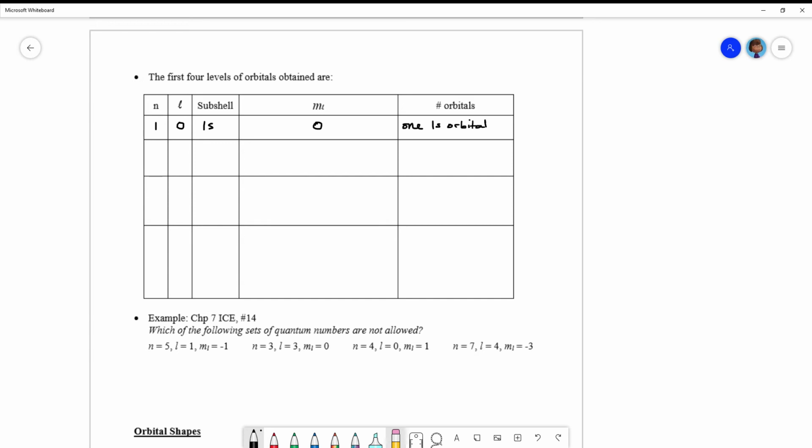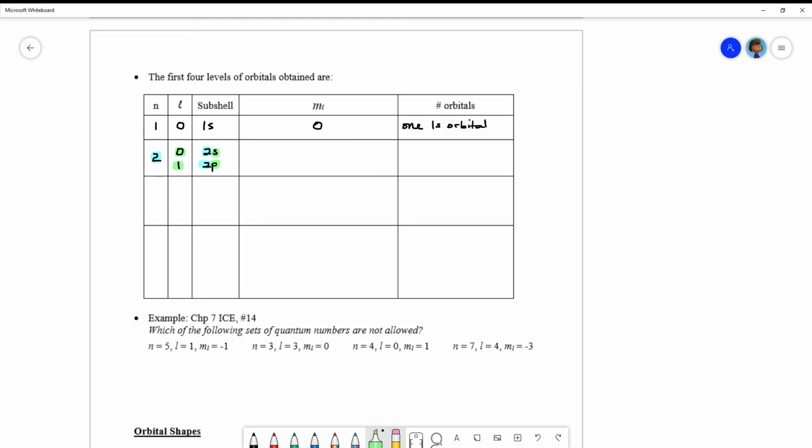Okay. Now, when n is equal to 2, L is equal to 0 and 1. That means we get 2 subshells in n equals 2. And what are they? Well, they are the 2s subshell and the 2p subshell. So again, notice that the 2 is coming from the n value, and that the letter designation corresponds to the L value. And that's how we get the subshell.